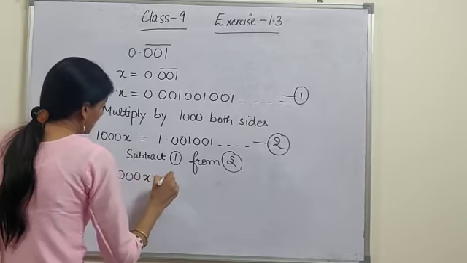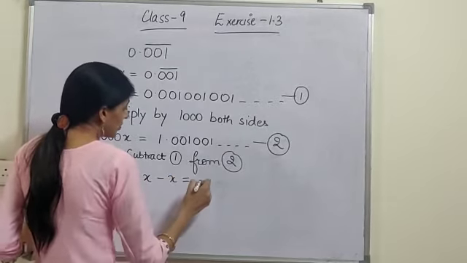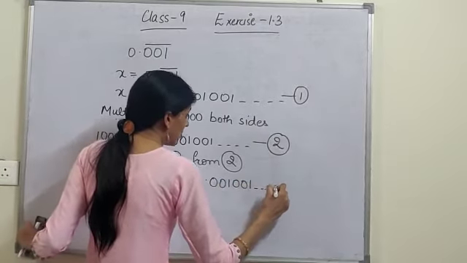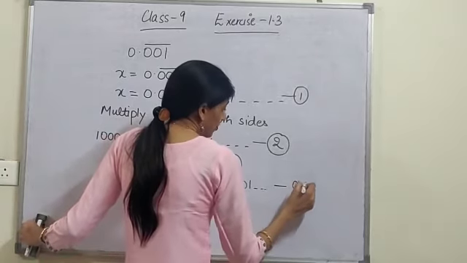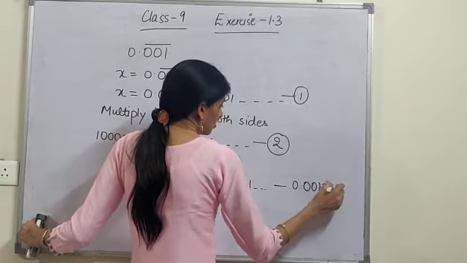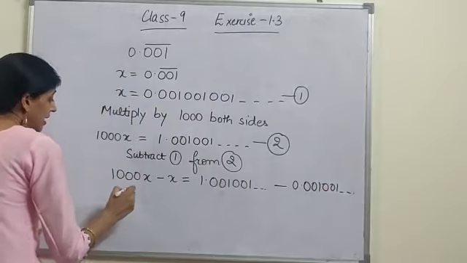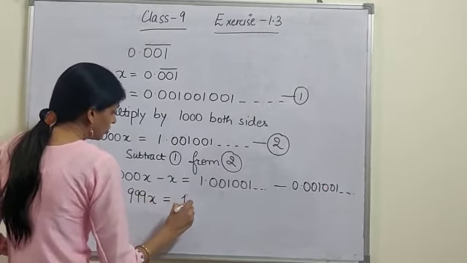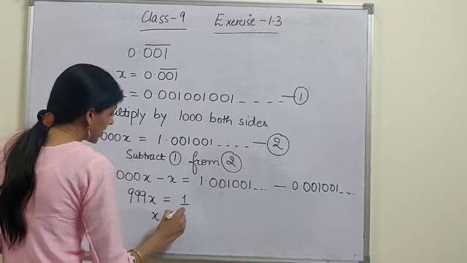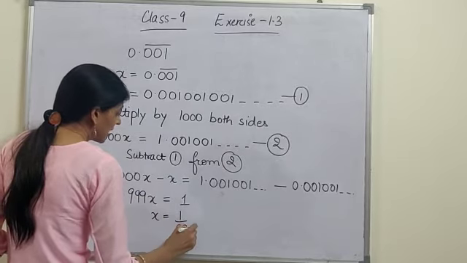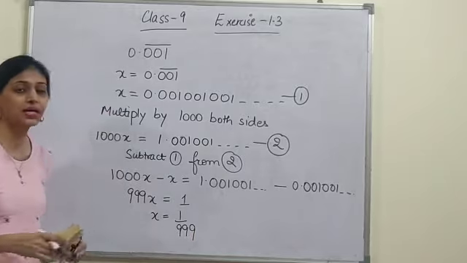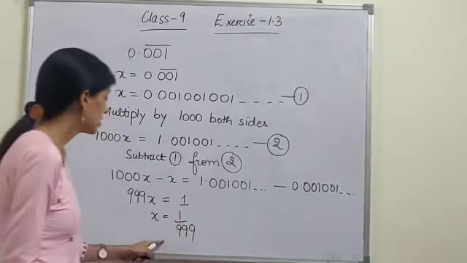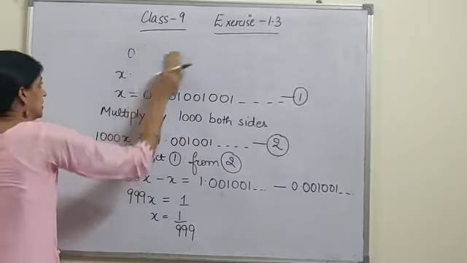1000x minus x is equal to 1.001001 and so on minus 0.001001 and so on. It comes out to be 999x and it comes out to be 1. So this 999, when it changes its side, it comes into division and it will become 1 upon 999, and this is your final answer.